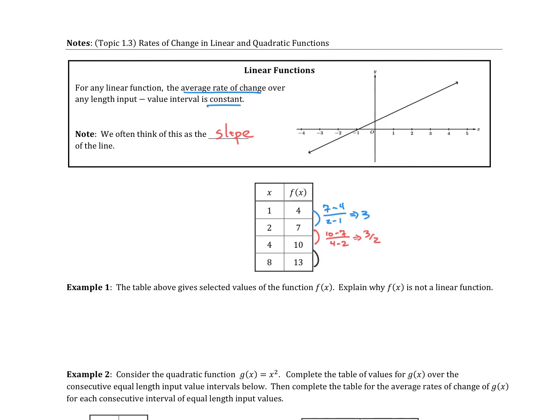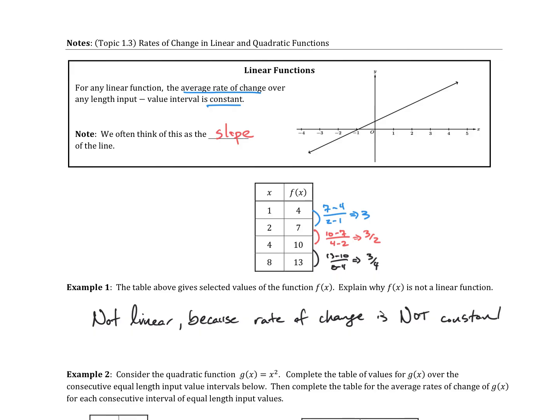And so what do we get on this one? We get 13 minus 10 over 6 minus 4. And so what is my slope between those two intervals? 3/4. And so what we should notice here is this is not a linear function, because why? The rate of change is not constant. That's beautiful. The rate of change is not constant. Awesome.